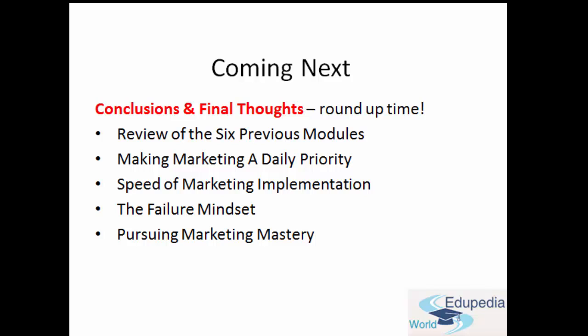Right, so coming next we have conclusions and final thoughts. It's roundup time. So we will review the 6 previous modules in Module 7. We'll talk about how to make marketing a daily priority. We'll talk about speed of marketing implementation. We'll discuss the failure mindset and why failure may not be on this occasion the kind of automatic failure that we like to associate in business and entrepreneurship. And then finally, the need to pursue marketing mastery.